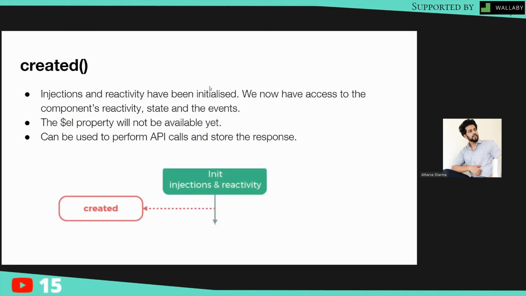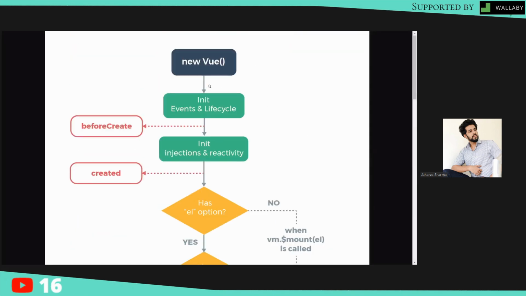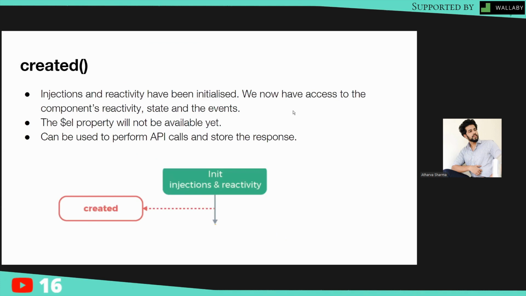Created. Now, in the created hook, we have the injections and the reactivity. All that has been initialized. Let's go back to the diagram so that it can be a little bit clearer. Yes, injections and the reactivity have been initialized. We now have access to the state, but the $el property is not yet available. So we do not have access to the DOM yet, but the state is there. We can use this hook to perform API calls and store the responses. For example, if you were to fetch a certain payload, perform a GET request, the data which needs to be fed inside the component, this is the place to do so.